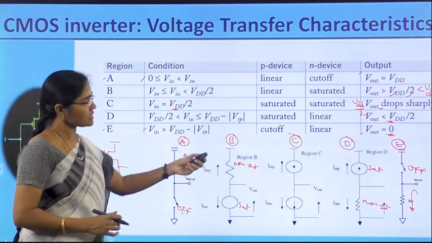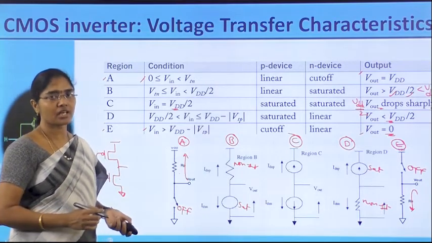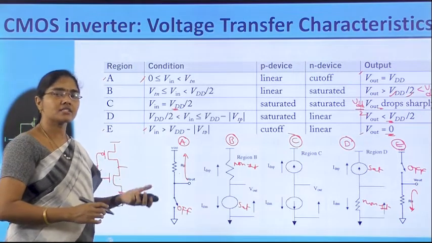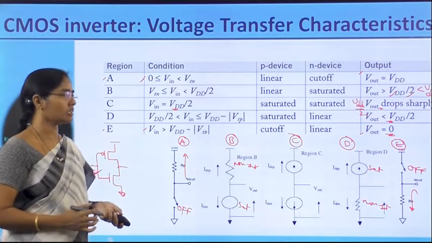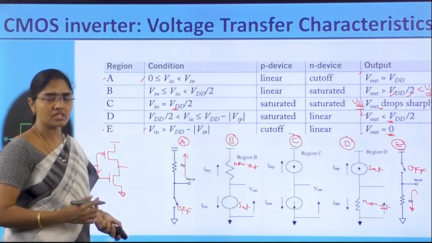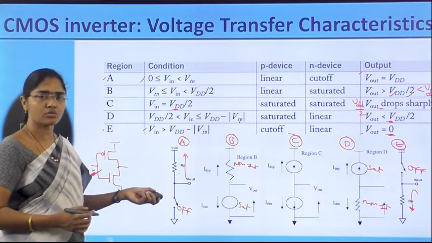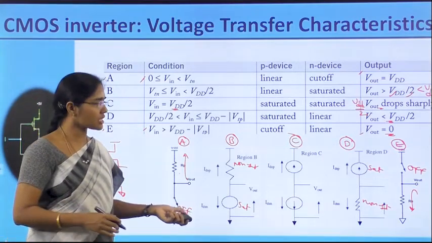Now, by using these 5 regions of operation, we can plot the transfer characteristics by superimposing the NMOS transistor current curves over the PMOS transistor current curves. Before that, let us just see the shape of the transfer characteristics. Later we can see how that shape occurs.